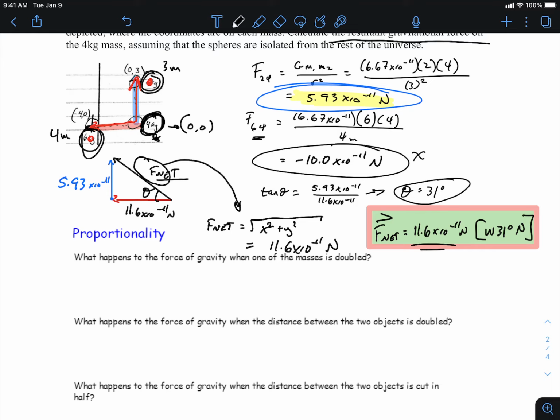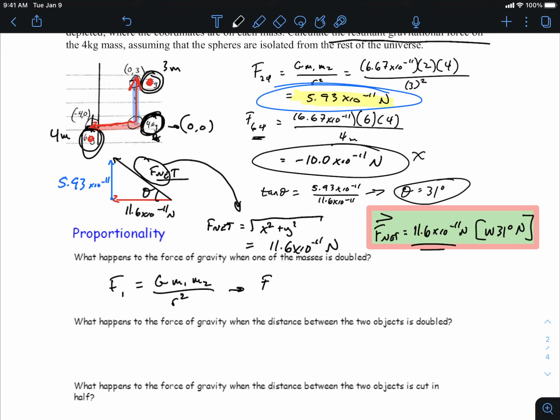So from the standpoint of proportionality, what happens to the force of gravity when one mass is doubled? Well, let's see what happens, right? So we'll say force 1 is equal to G m1 m2 over r squared originally. This is just the original equation. And we want to know what happens if I double one of the masses. Should be r squared, sorry.